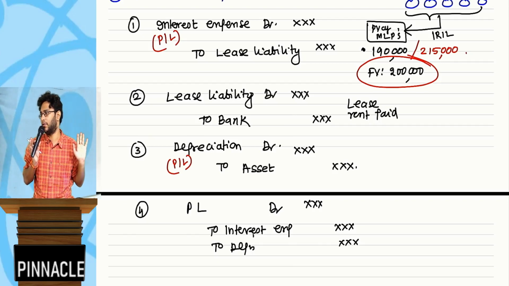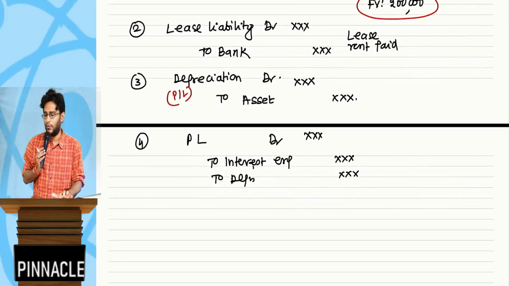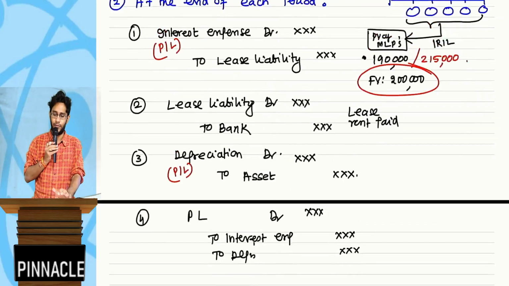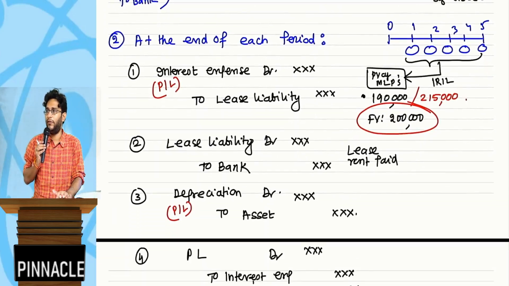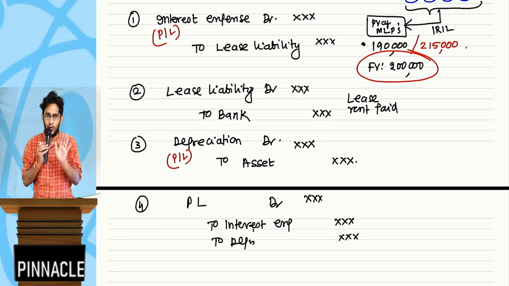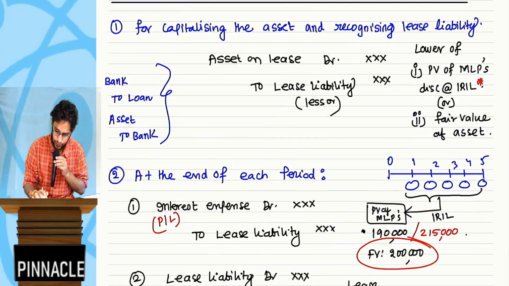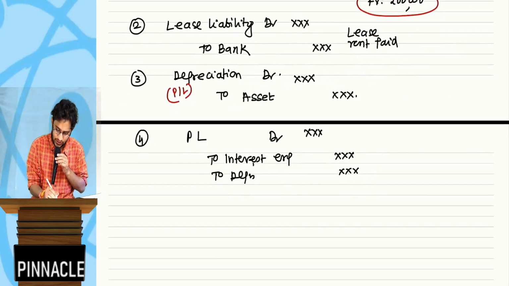In this, sir, over. Let's say, point of accounting, only this much. In this, what we have to remember correctly is a first rule. PV of MLP is discounted at IRIL or fair value of the asset, whichever is lower. Now here, put a small star mark at IRIL and explain that star mark somewhere.